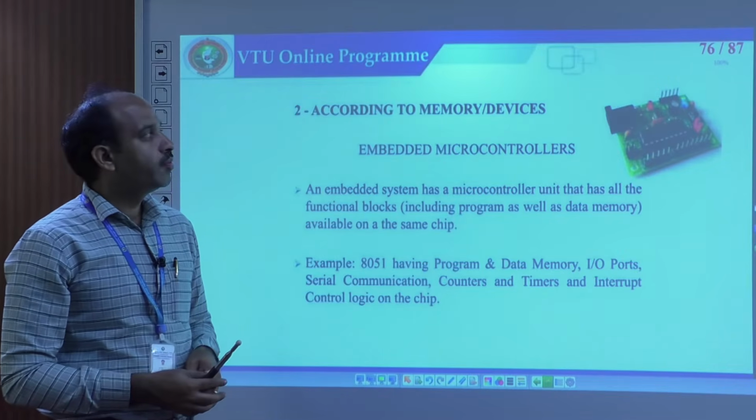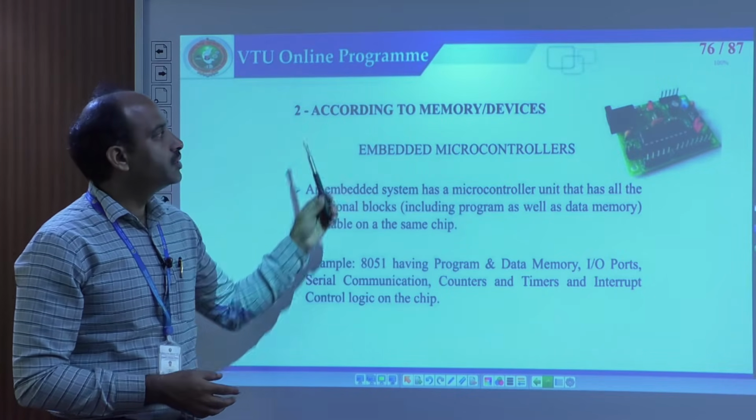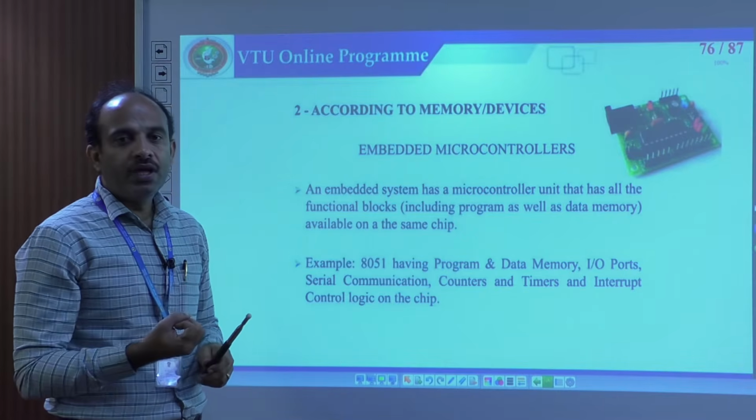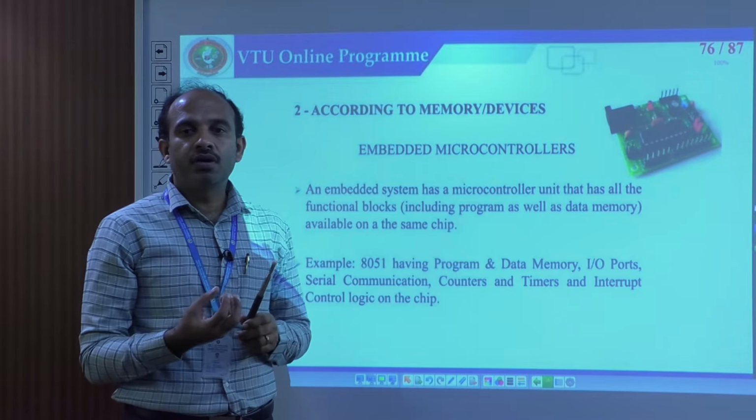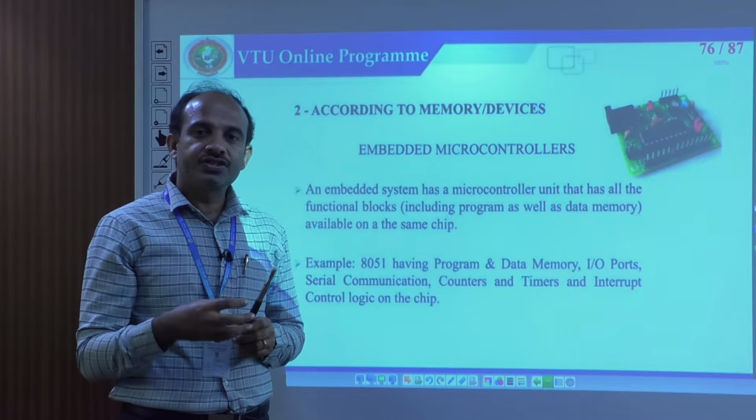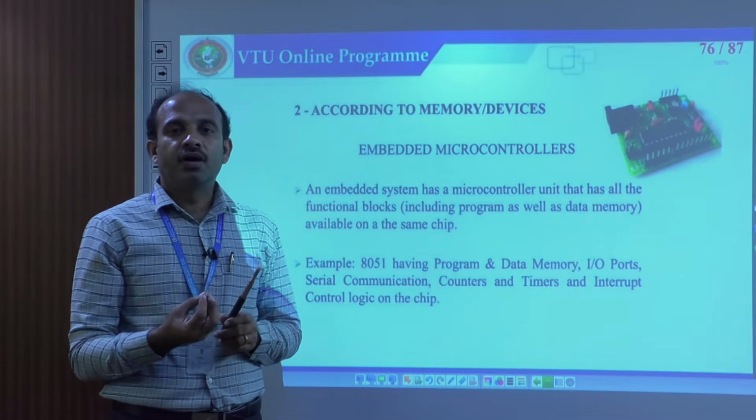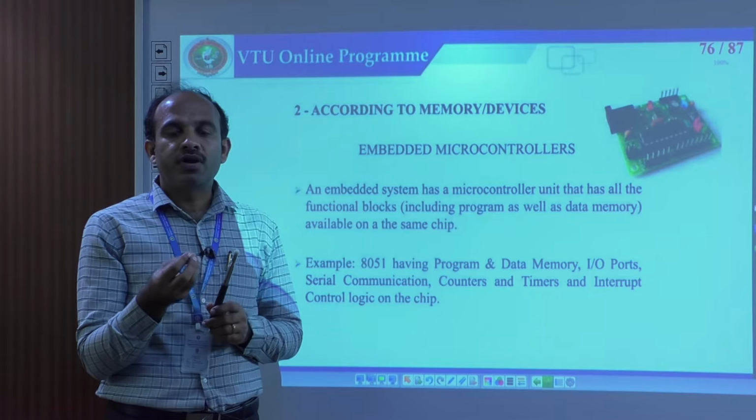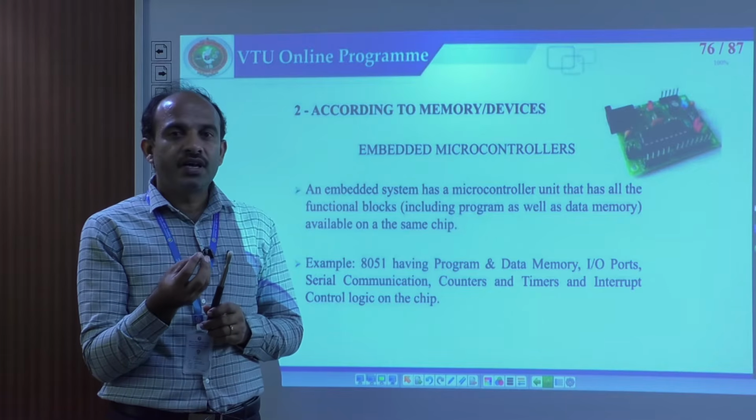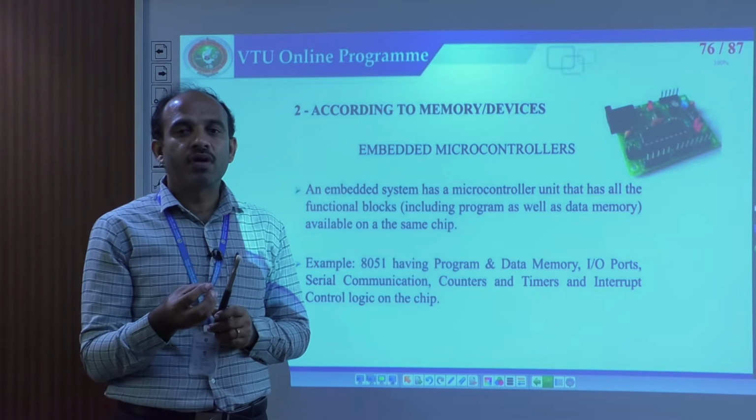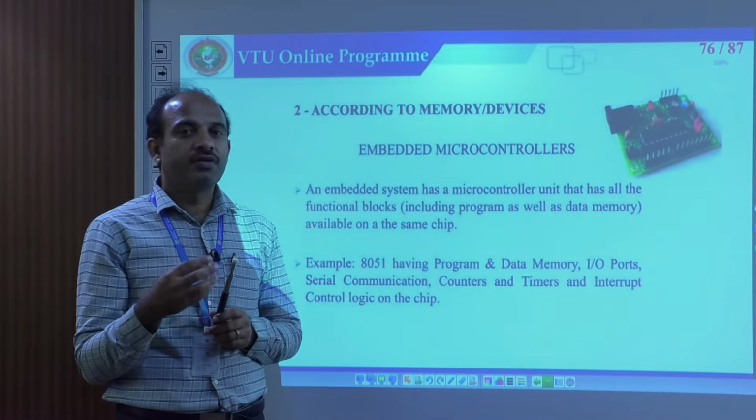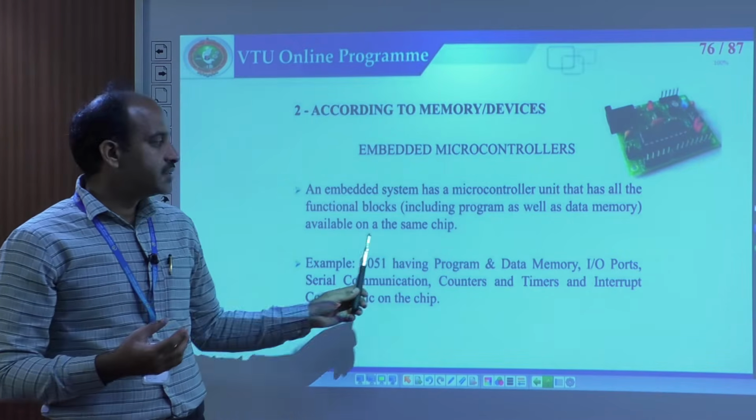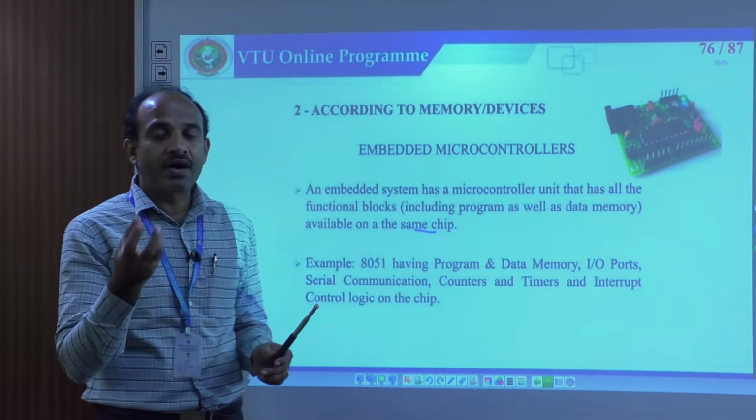Now when you talk about embedded and external with respect to memory or devices, we will see embedded microcontrollers. Everything is embedded. What is an embedded system? It is a microcontroller unit that has all the functional blocks together in the same chip. In a single chip, all the functional blocks, including the data memory and the instructions, that is, the programs, are in the same chip. That is called embedded.